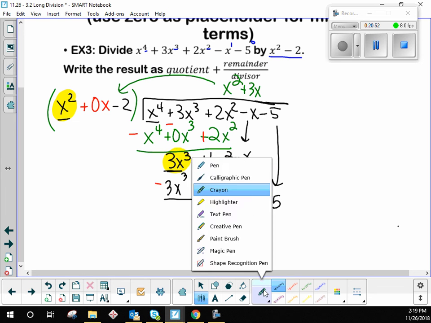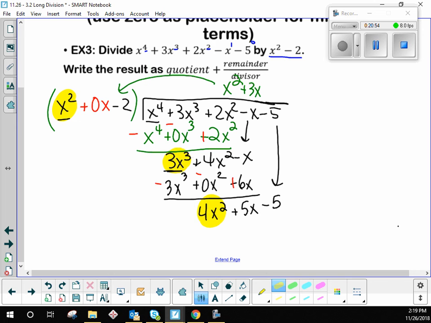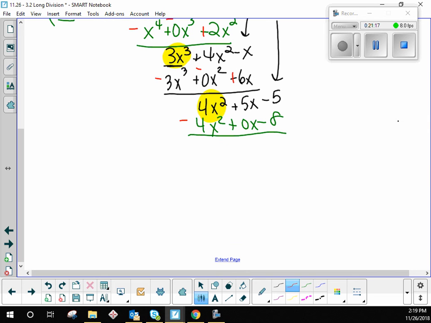Everything all over again. Oh my goodness, okay. X squared times what gives me 4x squared? Just 4, right? So that goes here. 4 times everything in the divisor: 4x squared, plus 0x, minus 8. Change the signs. Change, change, change. Add, cancel, 5x plus 3. That's your remainder. That has two terms. That's not a problem. It still just goes where the remainder goes.